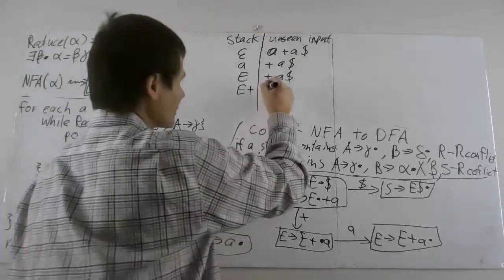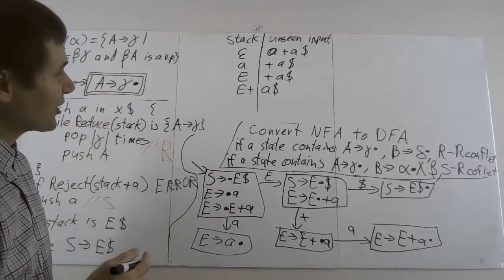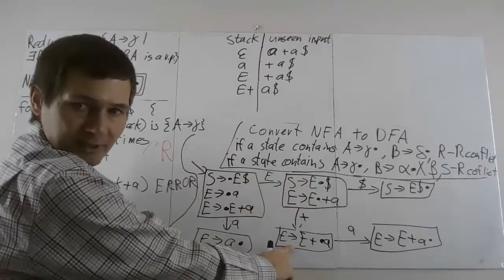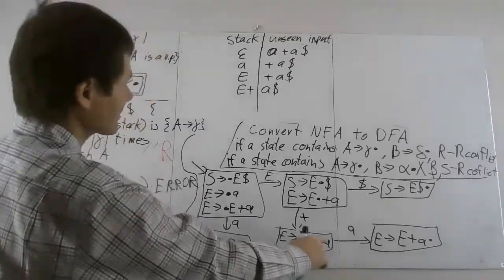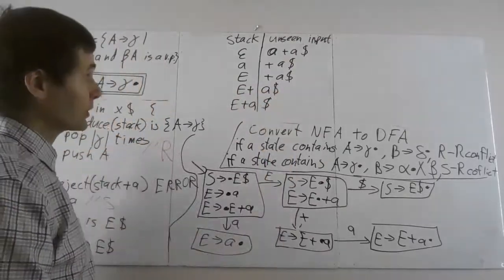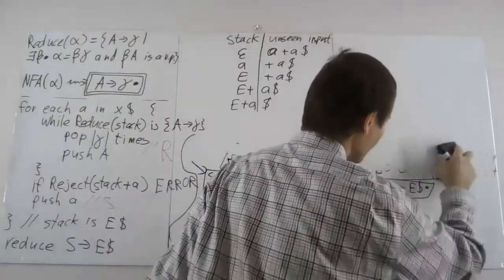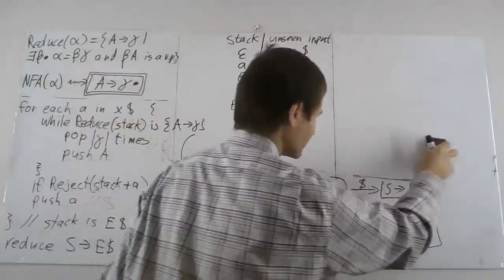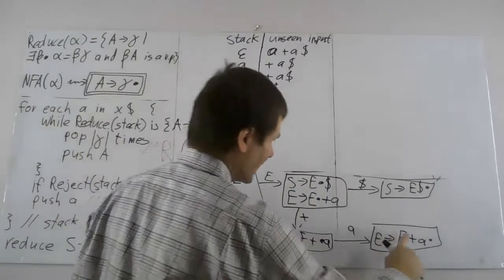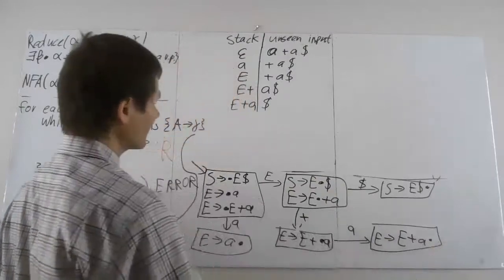Now the input is shorter, so the input is just A $sign. Okay, and now I run the DFA on the stack again. So E plus takes me to this state. That's a shift state. So I shift the A onto the stack. Only the $sign is left. And I go and run the DFA again. Okay, so E plus A, and now I'm in this state, and that's a reduce state. It's got the dot at the end.